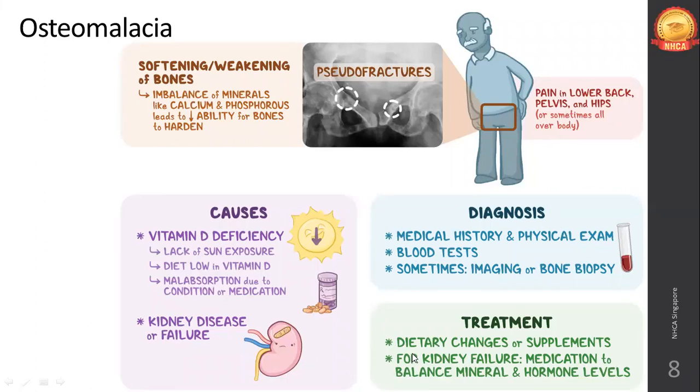So treatment, you can have dietary changes, supplements. For kidney failure people, you will be put under specific supplements which will not impact the health of the kidney, because kidney is a very important organ here when it comes to vitamin D synthesis. Without kidney, you will not get the hormonal form of vitamin D. So kidney is kind of essential here.